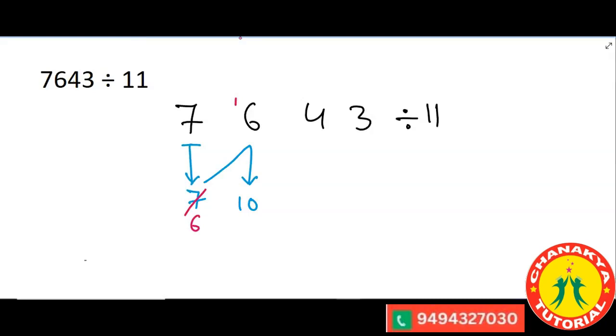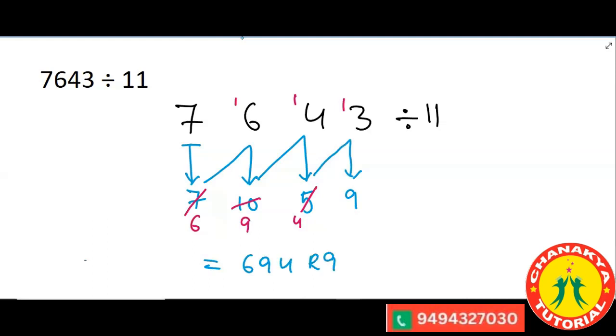Actually, 4 minus 10, you have to try next, right? Is it possible? No, sir. Then? 10 will become 9, sir, and 4 will become 14. 14 minus 9 is 5, sir. Okay. Then 5 will become 4, sir, because 3 minus 5 is not possible. That's why 5 will become 4 and 3 will become 13. 13 minus 4 is 9. And conclude your answer. 694 with remainder 9. Good. Correct.